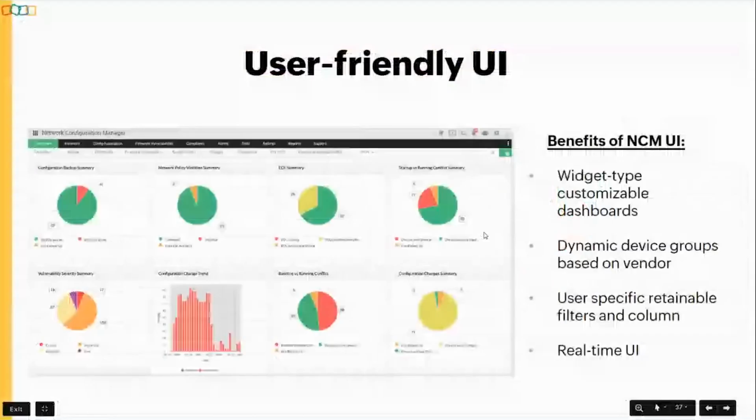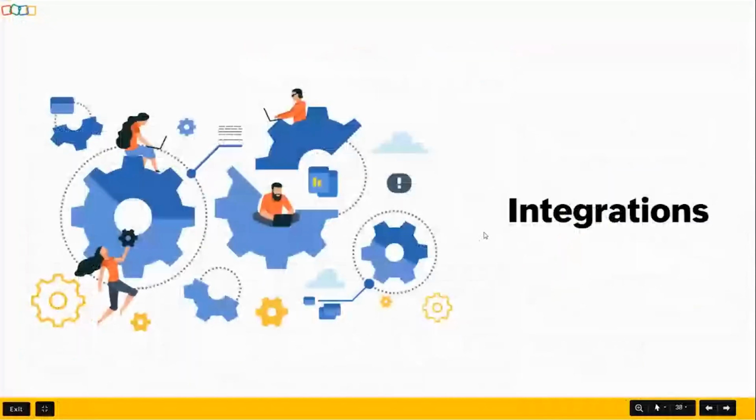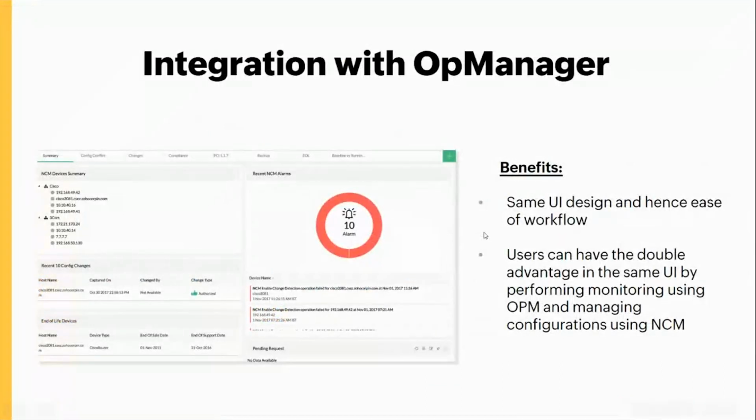Moving on, we'll see about the integrations in Network Configuration Manager. NCM not only supports in-house integrations, we do have options to integrate with third-party tools as well. Firstly, we'll see about the OpManager integration with the Network Configuration Manager tool. So what is OpManager? OpManager is a highly integrative solution that provides you the visibility to monitor the devices for their availability and performance. If you have OpManager, you can easily integrate it with NCM so that you can perform device monitoring via OpManager and network device configuration management using the Network Configuration Manager tool. Both the tools can be accessed from the same GUI.